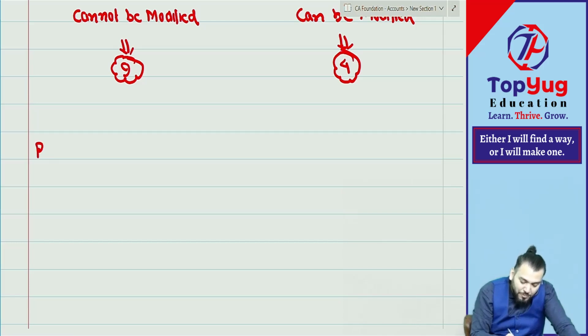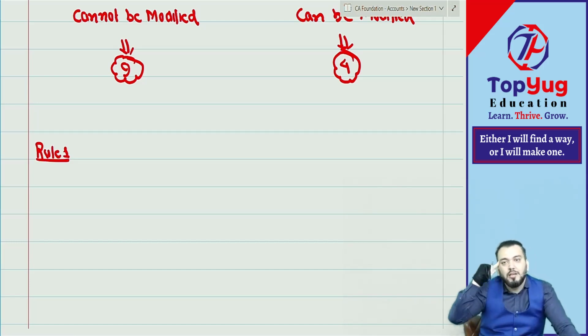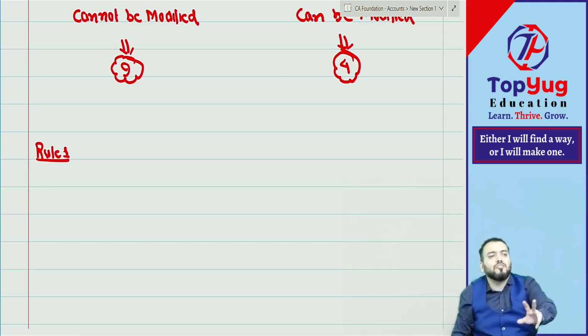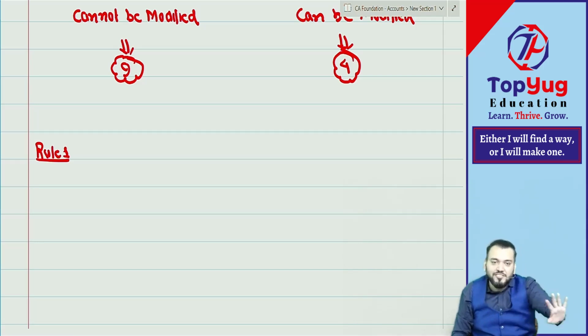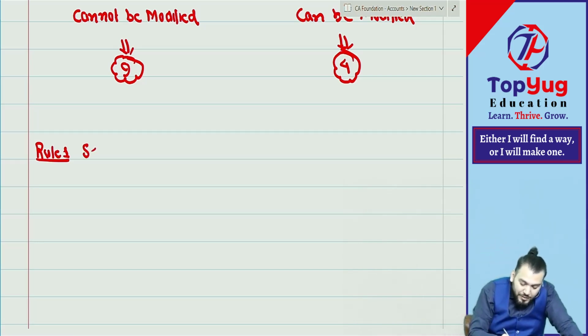So we'll say rule number one. Whenever I say rule, from your point of view, it should be either a concept or a convention. While discussing, we'll discuss whether it is a concept or a convention. However, I have already informed you that there are nine concepts and four conventions. Correct? Yes, sir. The first rule is what? Separate entity concept. Understood this point?